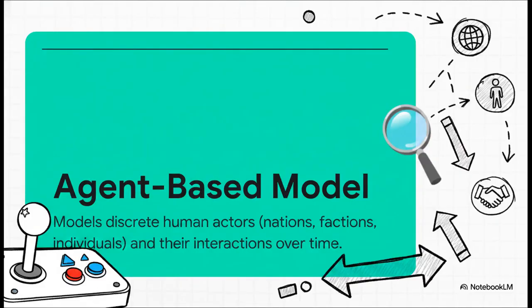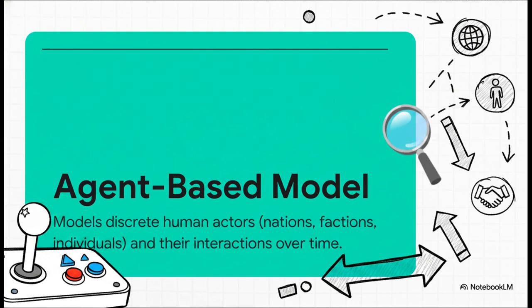Now, the engine driving this whole thing is something called an agent-based model. And honestly, the best way to think of it is like a super complex video game. You have these independent agents, and in our case, an agent could be a nation, a political group, or even an individual. And they're all programmed with certain rules and behaviors. Then you let them go.